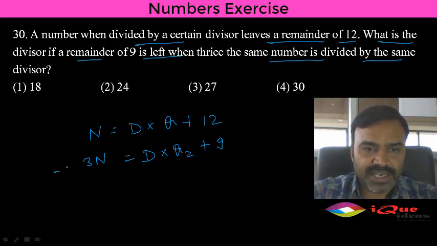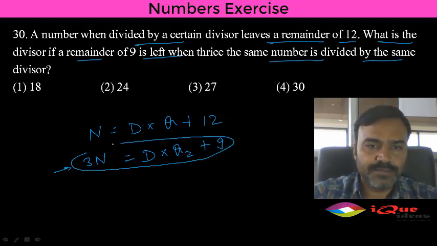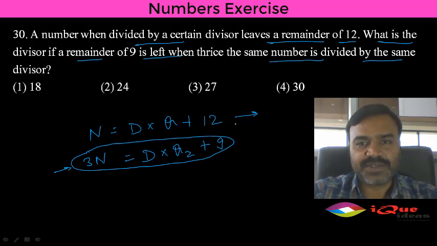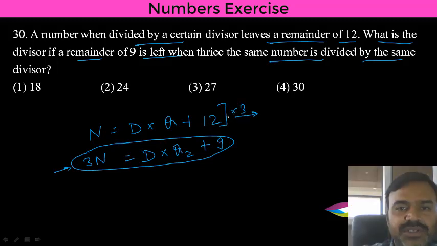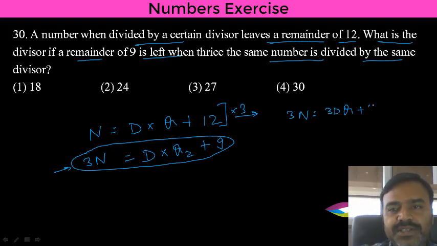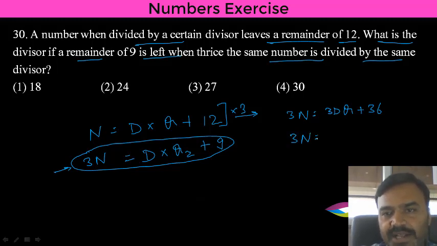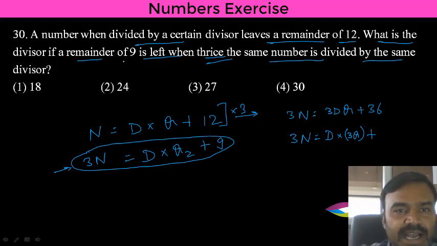So let's leave this second part for a second. Start from this one, multiply this by 3 on both sides. So you will get 3n equal to 3dq plus 36. Why am I doing this? Because we have to take thrice the number. So 3n is equal to d into 3q plus, here we must get 9 as the remainder.